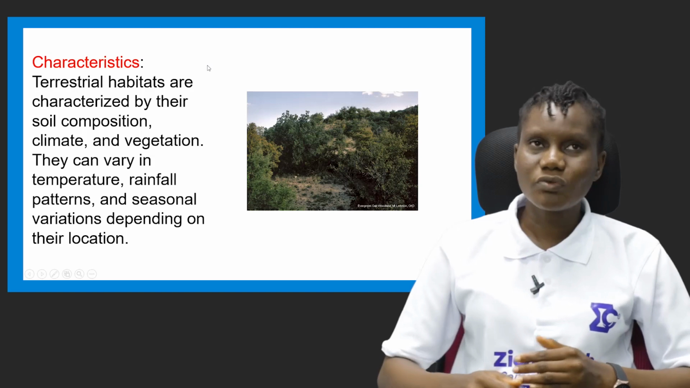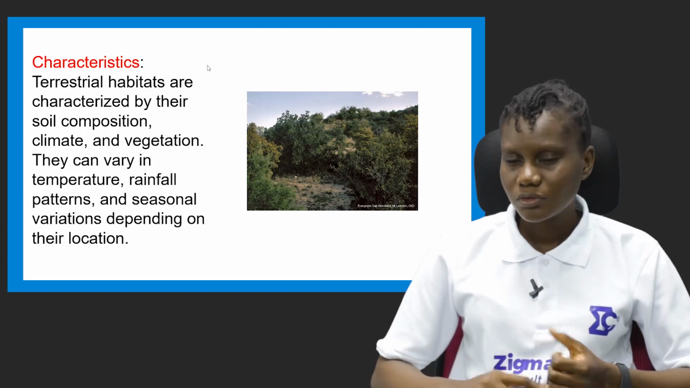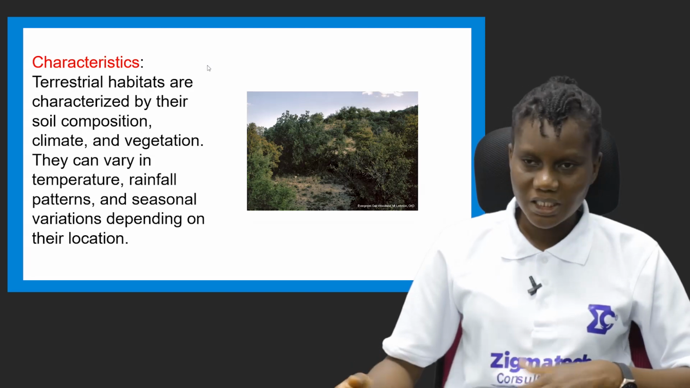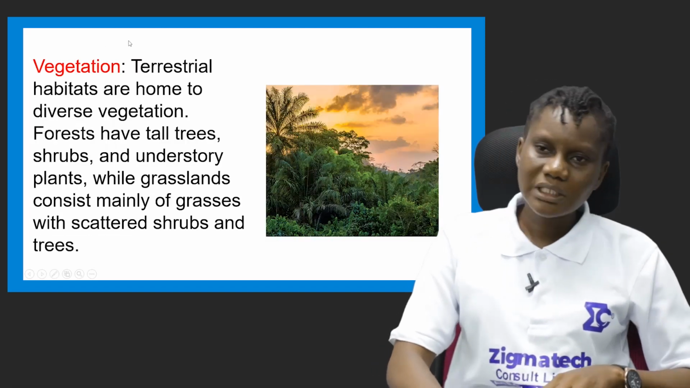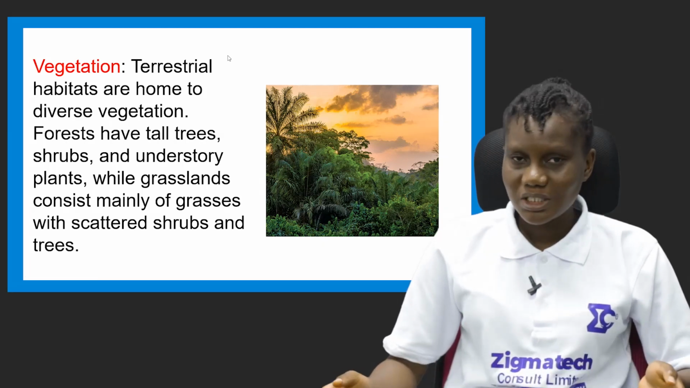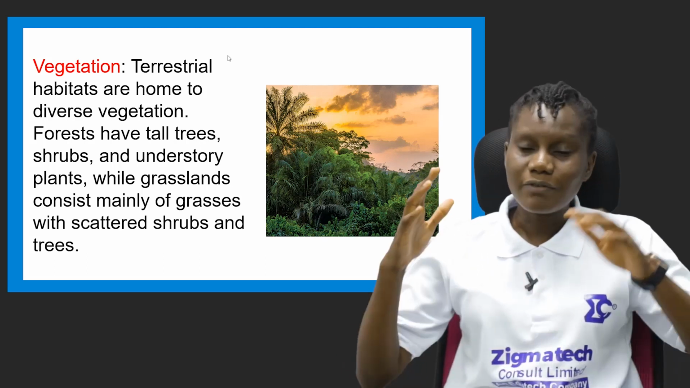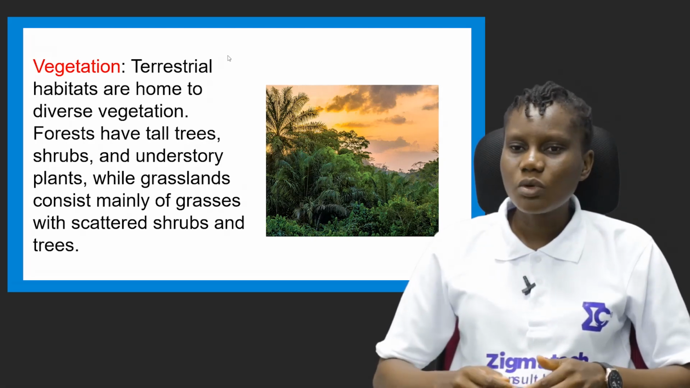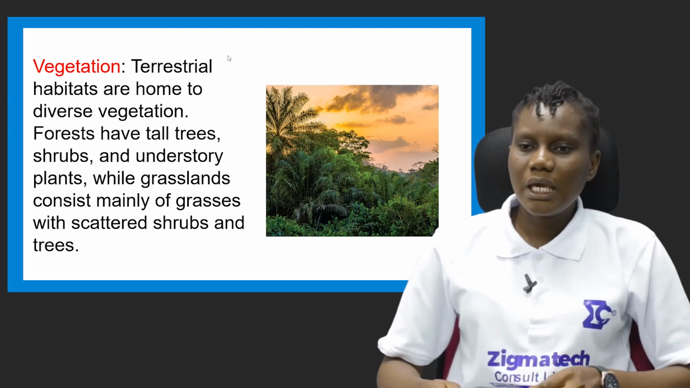So what are the characteristics of terrestrial habitat? Terrestrial habitats are characterized by their soil composition, climate, and vegetation. They can vary in temperature, rainfall patterns, and seasonal variations depending on their location. So what kind of vegetation do you find in terrestrial habitats? They are home to diverse vegetations. Forests have tall trees, deciduous trees. So trees that have large canopies, you find them in the forest. They have shrubs too, and understory plants, while grassland consists mainly of grasses with scattered shrubs and trees.